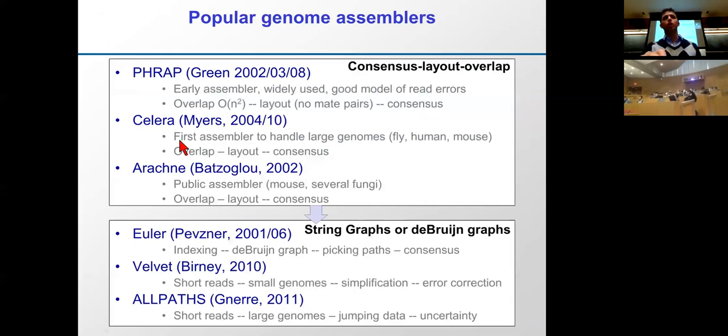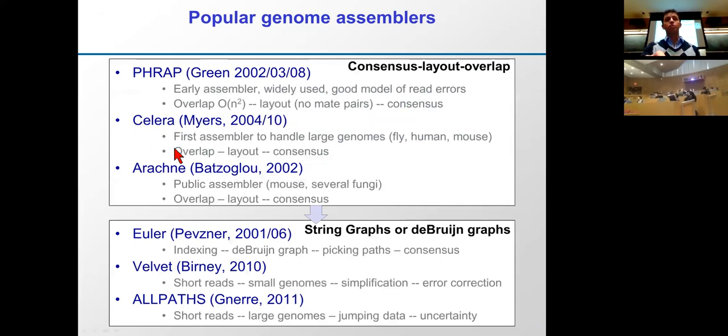If you look at the early assemblies of the human genome, they were all based on consensus layout overlap. The Phrap assembler, which is still very heavily used for Sanger sequencing, was developed by Green in a series of papers starting in 2002. This was the earliest assembler, very widely used, and it had a very good model of read errors. The overlap was an order n squared algorithm. It was doing a layout, wasn't using mate pairs, and just building a consensus.